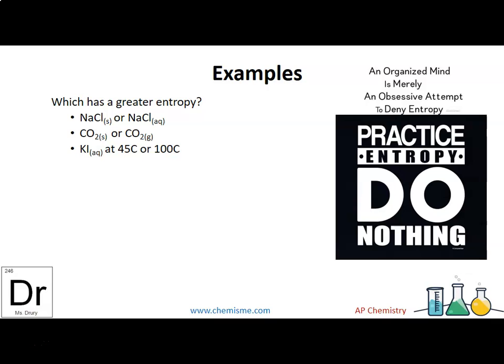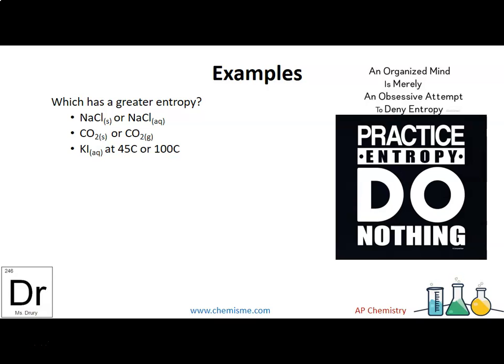And then we had KI aqueous at 45 degrees Celsius or 100 degrees Celsius. The hotter the particles, the more they move and the more kinetic energy they have. In that case, KI at 100 degrees Celsius will have more ways it can arrange because it has more movement than 45 degrees, right? So it's really important that you know movement is associated to kinetic energy, and that because the kinetic energy is high, then the entropy is also high.